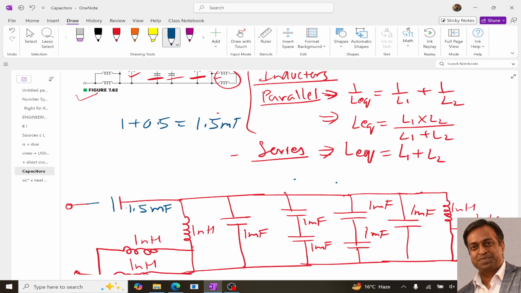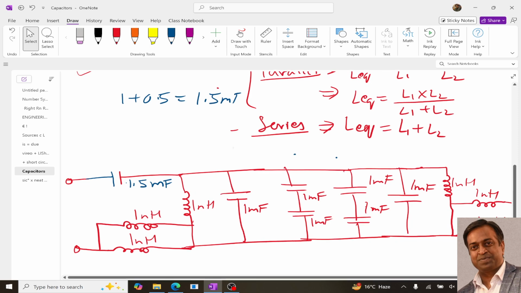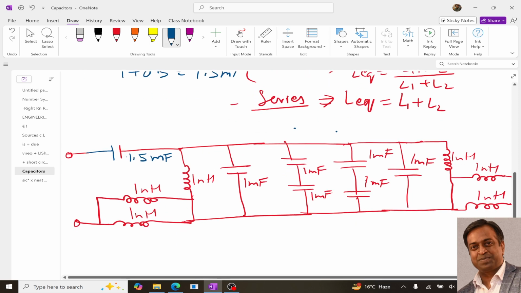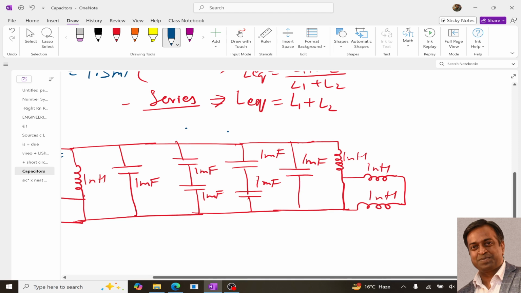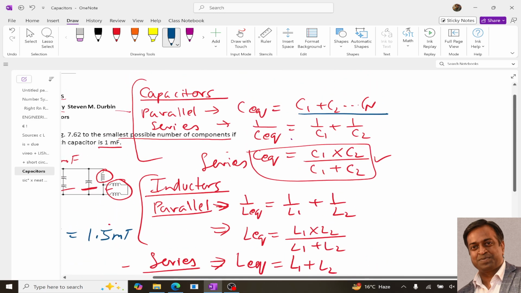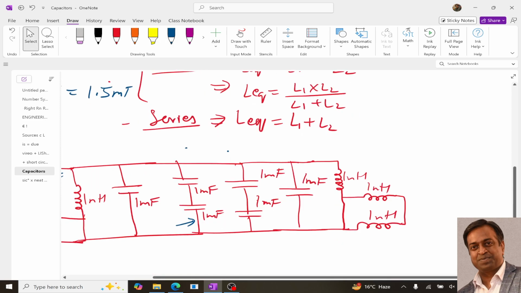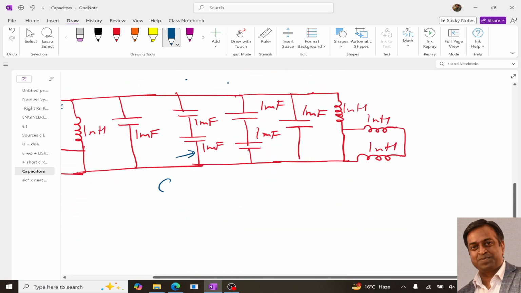So it is this. Now coming to this part over here, let's complete the capacitors. So over here in this branch we have two capacitors in series, right? So again, using the series formula, which is this one, we will get our C equivalent.